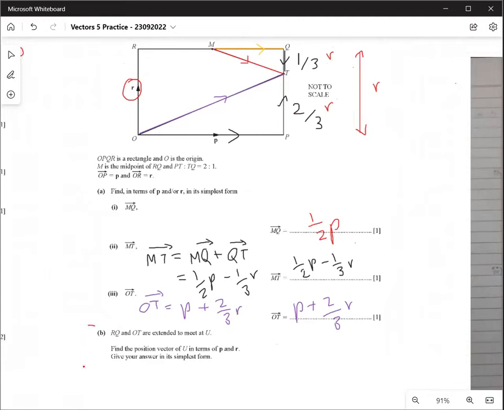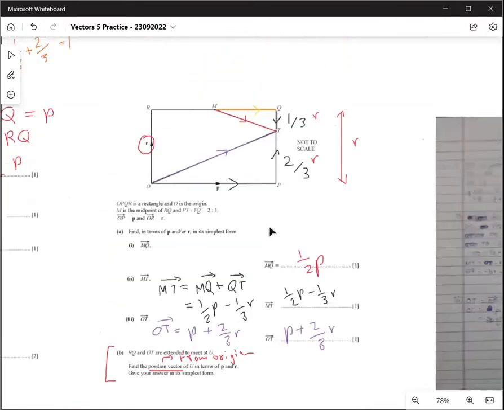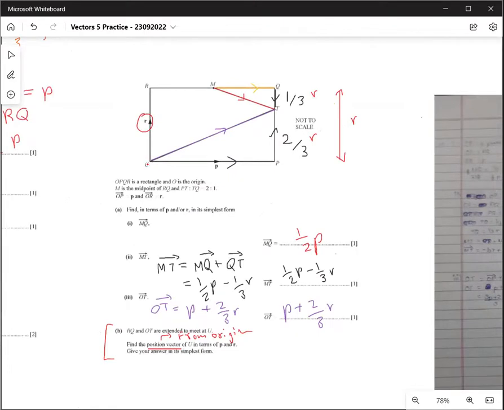Why don't we read the question? RQ and OT are extended to meet at U. Find the position vector of U in terms of P and R. Give your answer in its simplest form. Okay. Position vector. So what is a position vector? A position vector is usually from O, from the origin. Now what is the origin over here? O. It's always O.